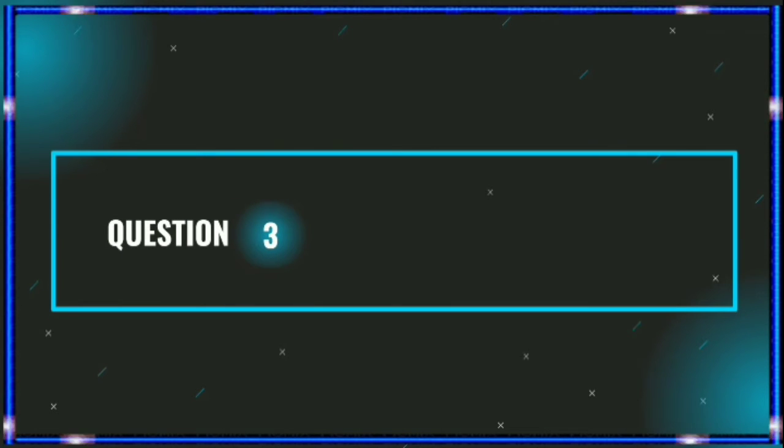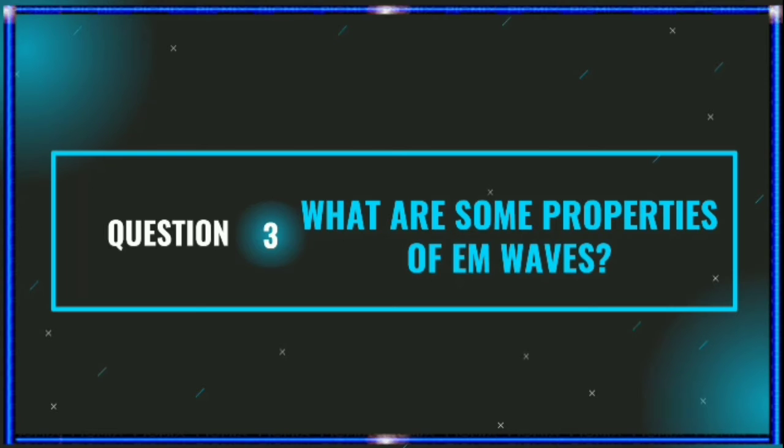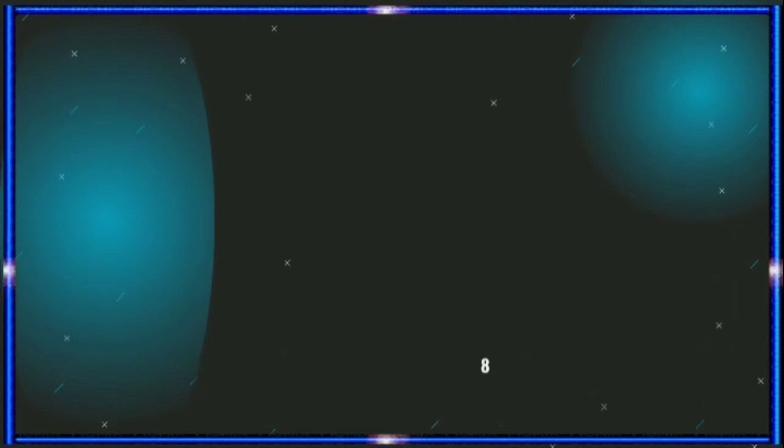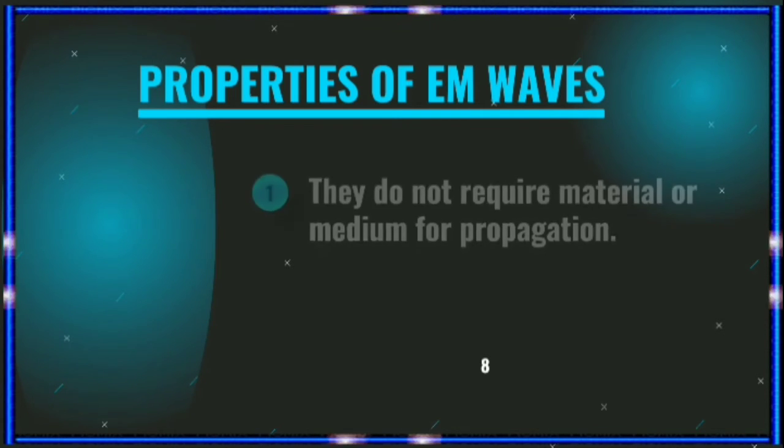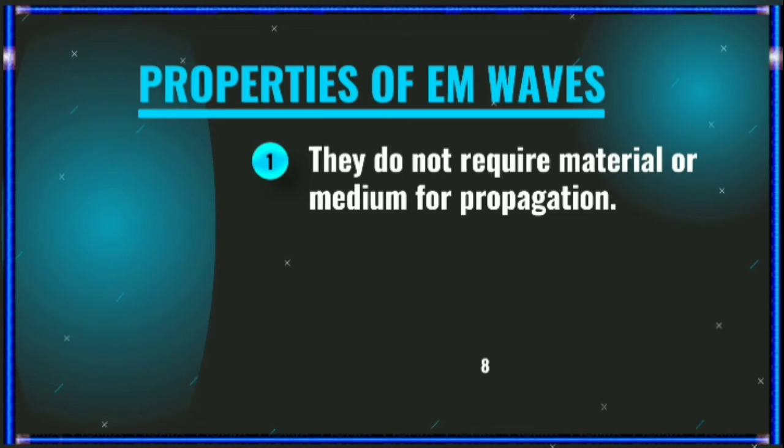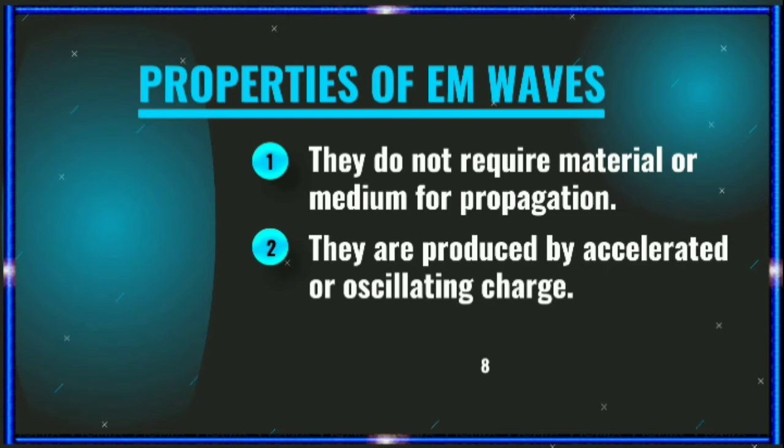Let's come now to the next question. What are some properties of electromagnetic waves? Here are some of the properties of electromagnetic waves. Number 1, they do not require material or medium for propagation. Number 2, they are produced by accelerated or oscillating charge.